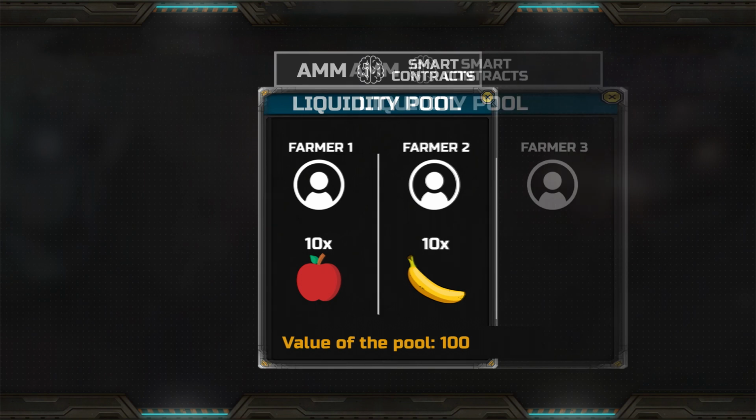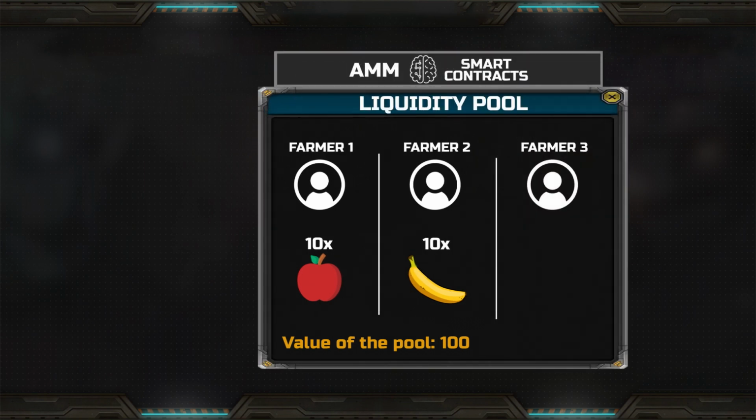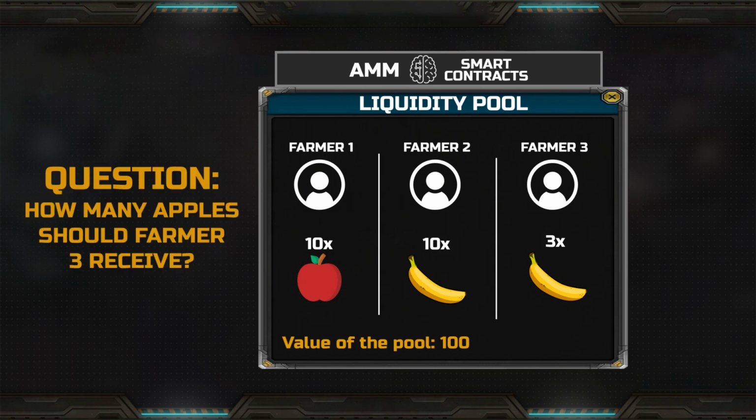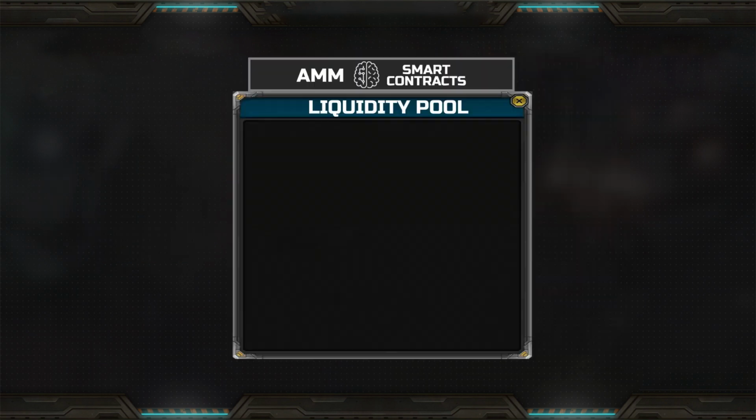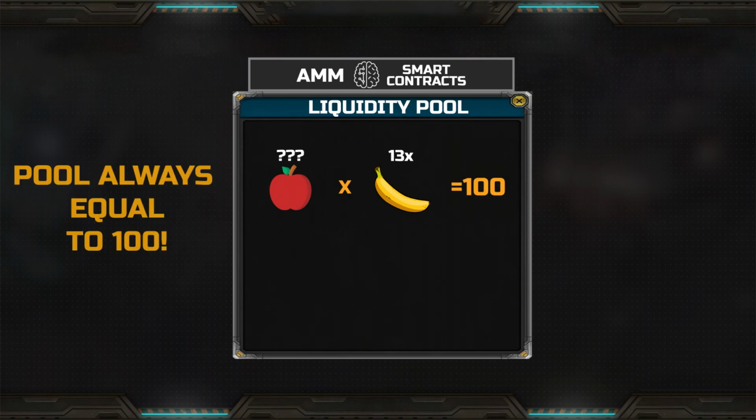Now, let's imagine that a third farmer wants to join the pool. He really needs to exchange some of his bananas for apples. He adds 3 bananas to the pool in order to get some apples. The question is, how many apples should farmer 3 receive knowing that he put 3 bananas in the pool? To answer, let's look at the pool. On one side, we know that we have 13 bananas. On the other side, we don't really know how many apples should be in the pool since farmer 3 will be taking some. But we know that the value of the pool must always be equal to 100.